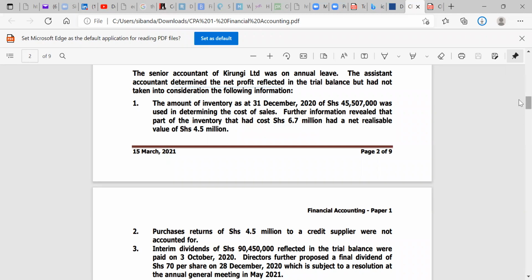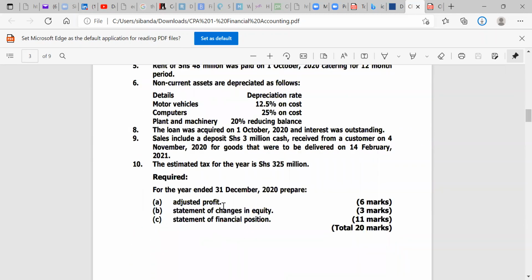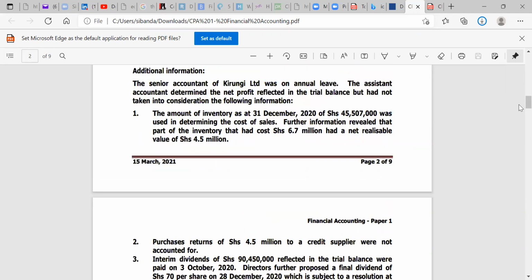Remember, the question is asking you to prepare the adjusted profit. They want you to prepare the statement of changes in equity, and then they also want you to prepare the statement of financial position. So what we are going to basically do here is look at the impact of each of these transactions. They are telling us that the inventory as at 31st December 2020 of shillings 45,507 was used in determining the cost of sales. Further information revealed that part of the inventory that had cost 6.7 had a net realizable value of 4.5.